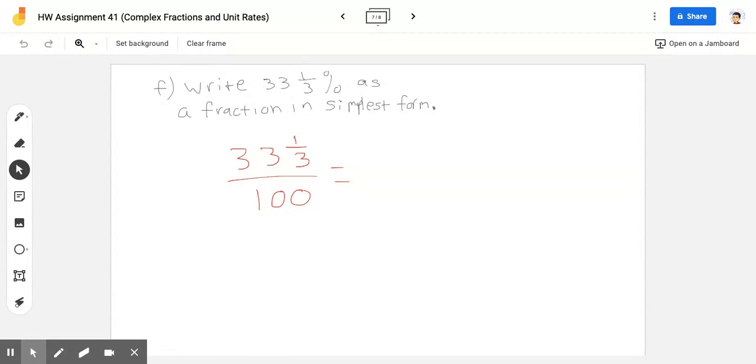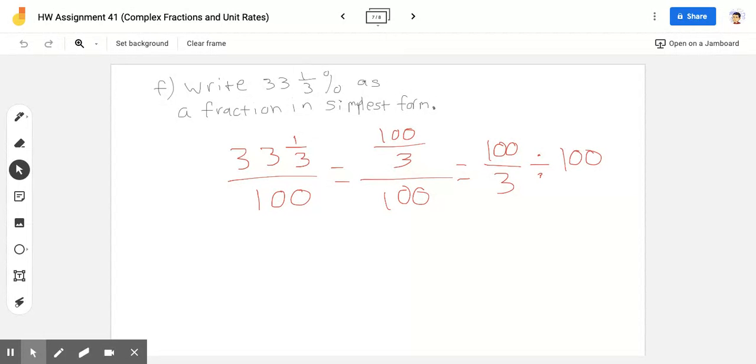3 times 33 is 99, plus 1 is 100, so 100 over 3. Over that 100. Oh, nice. Another way we could say this is 100 over 3 divided by 100.